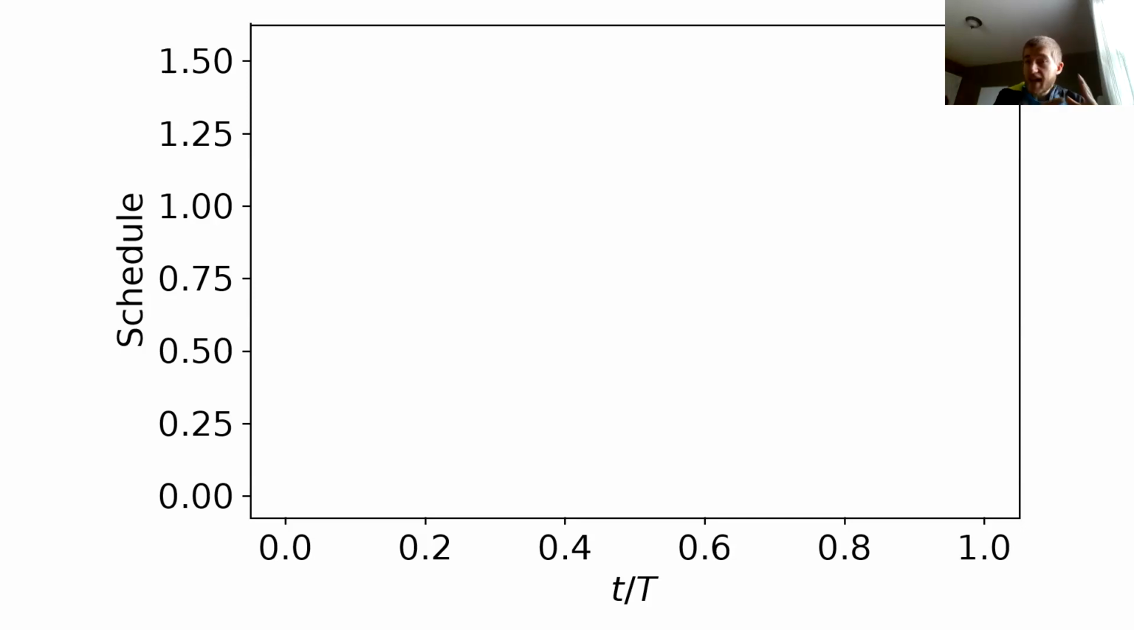The schedule is just the A of t function as a function of time, where I've divided by the total annealing time, capital T. So it goes from 0 to 1. And our functions are going to start at 0 at the 0, 0 coordinate, and are going to end at the 1, 1 coordinate, so that our final Hamiltonian is just the problem Hamiltonian.